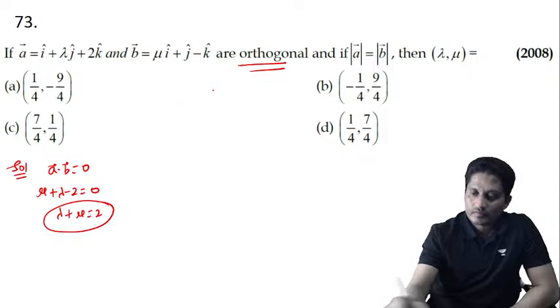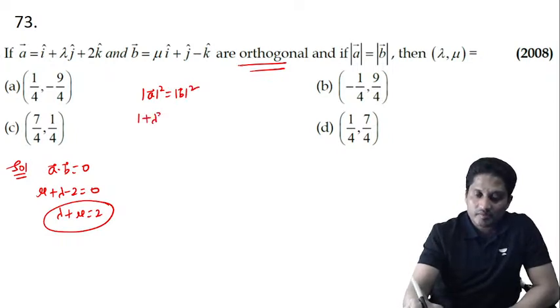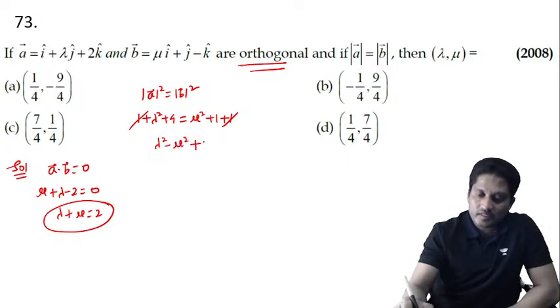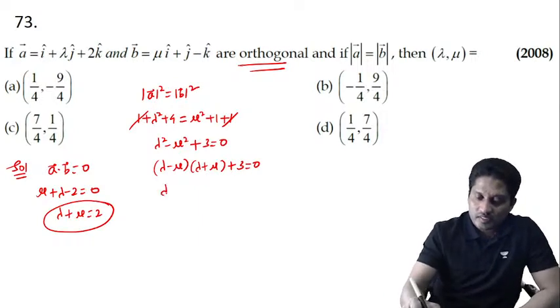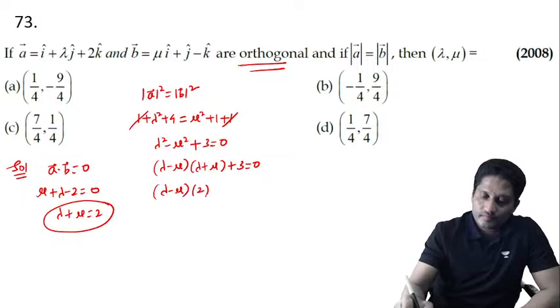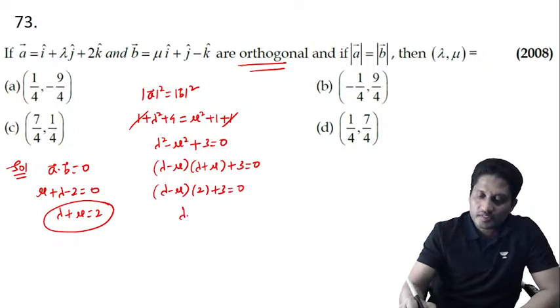Okay, now mod a is equal to mod b, right? That is, mod a the whole square is equal to mod b the whole square. Mod a the whole square is equal to 1 plus lambda square plus 4. Mod b the whole square is mu square plus 1 plus 1. This will cancel. Lambda square minus mu square plus 3 is equal to 0. Lambda square minus mu square is (lambda minus mu) into (lambda plus mu), plus 3 is equal to 0. So this is (lambda minus mu) into 2 plus 3 is equal to 0. From this, lambda minus mu is equal to minus 3 by 2.